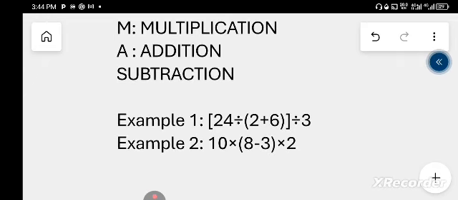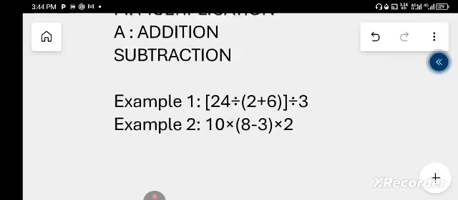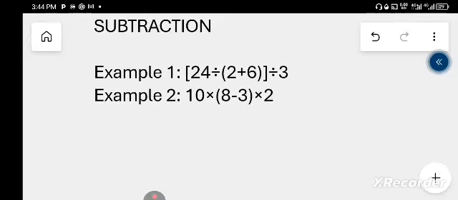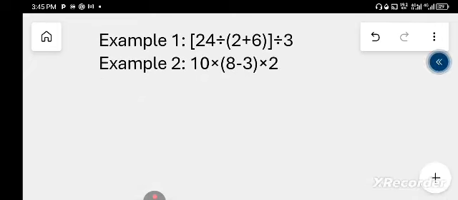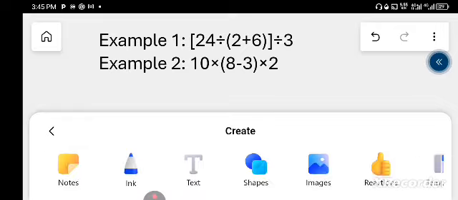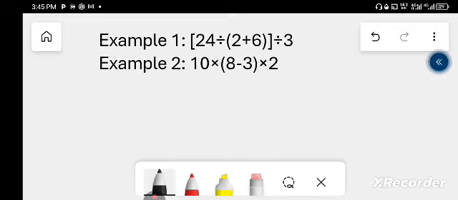Let's look at the examples we have on the screen. Example 1: we have a bracket, 24 divided by another bracket, 2 plus 6, close the bracket, divided by 3. And number 2: we have 10 times, open the bracket, 8 minus 3, multiplied by 2. Now let us start by solving these examples with the use of BODMAS.